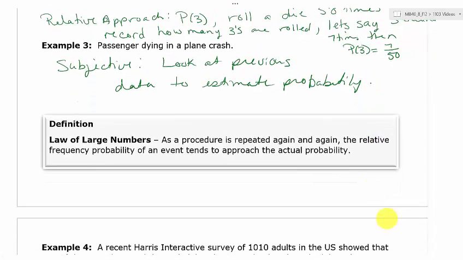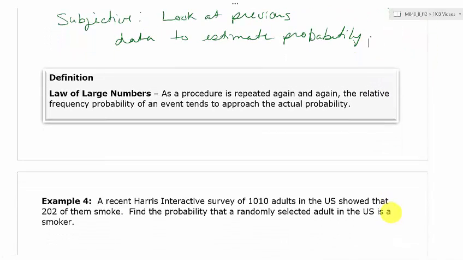Next, we have the definition of the law of large numbers. This is talking about the relative frequency approach. If you conduct an experiment a large number of times, then the relative frequency probability of some event will approach the actual probability. So if you roll a die a whole bunch of times, and as n gets really, really big, then the probability that you would get by conducting that experiment will approach the actual probability of 1/6.